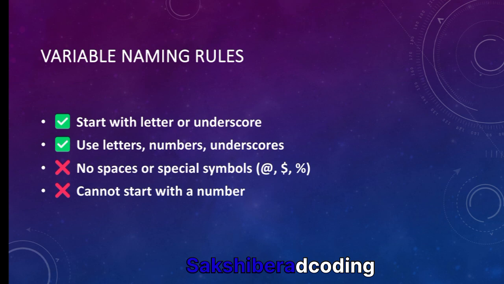Variable naming rules: must start with a letter or underscore, can contain letters, numbers, and underscore. No spaces or special symbols like at the rate, dollar, percentage. Cannot start with a number.